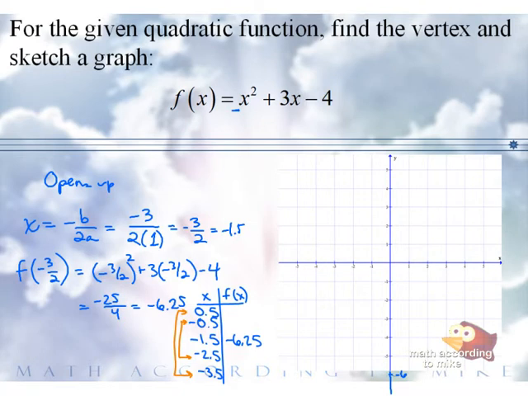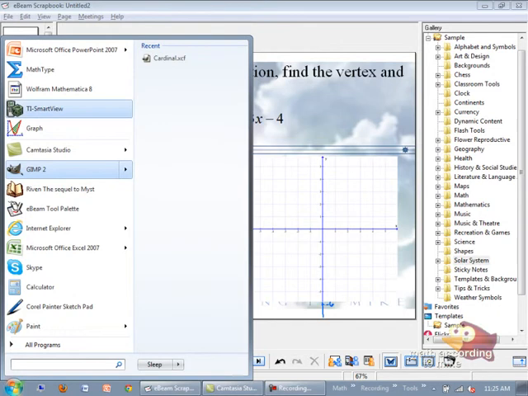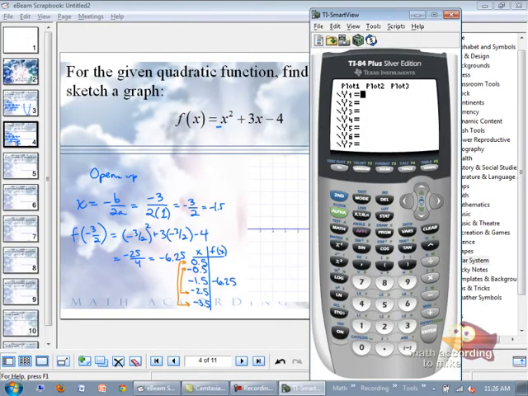Did I show you guys how to make a table in your calculator? All right, I'll show you. So what we're going to do is go to y equals in the top left there, and we're going to type in our function, x squared plus 3x minus 4.